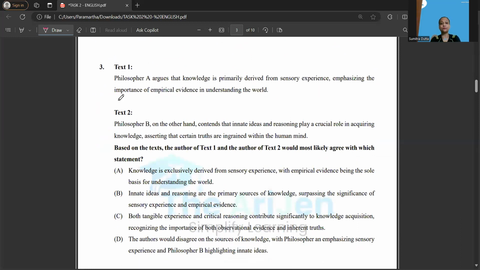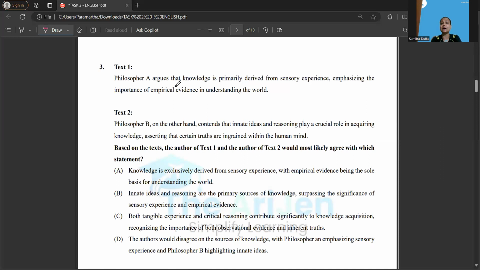Text 1, question number 3. Philosopher A argues that knowledge is primarily derived from sensory experience, emphasizing the importance of empirical evidence in understanding the world. Text 2, philosopher B, on the other hand, contends that innate ideas and reasoning play a crucial role in acquiring knowledge, asserting that certain truths are ingrained within the human mind.